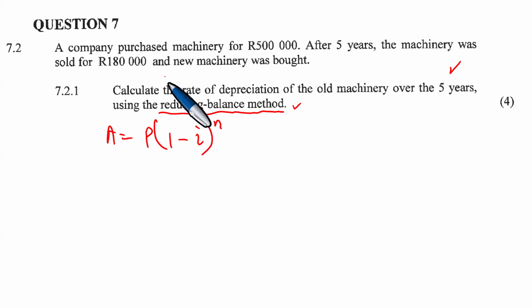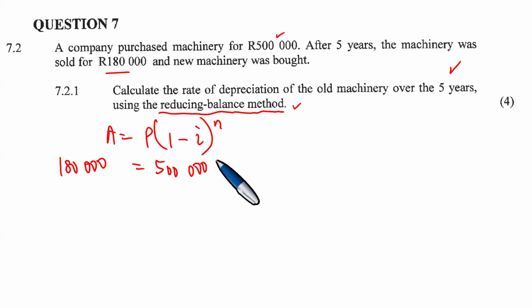All right. Remember that the company purchased machinery for 500,000. After 5 years, the machinery was sold for 180,000. So there was a present value of 500,000, but it was sold for 180,000. And then we have 1 minus I to the power 5, after 5 years.